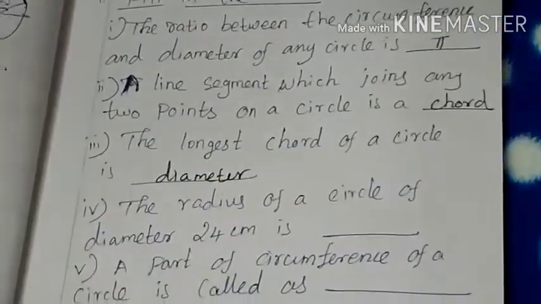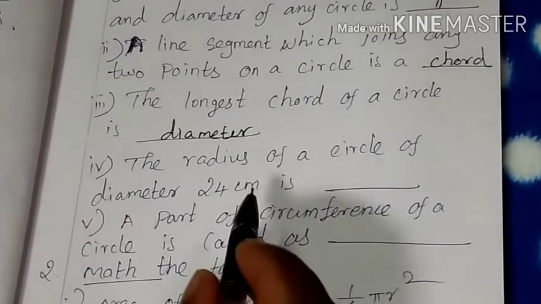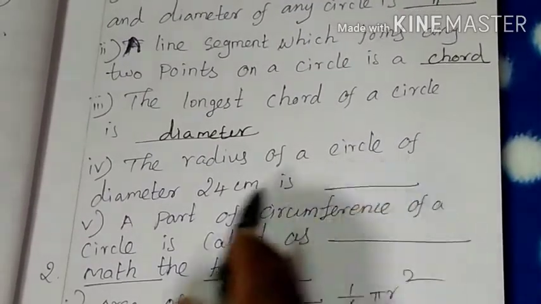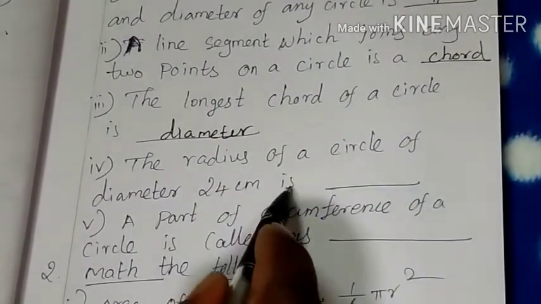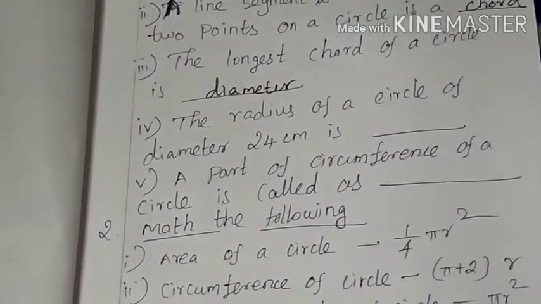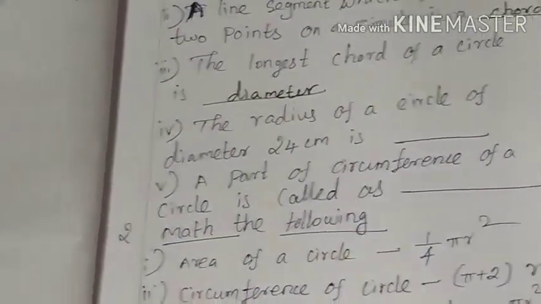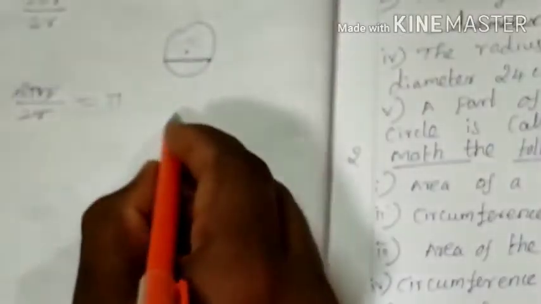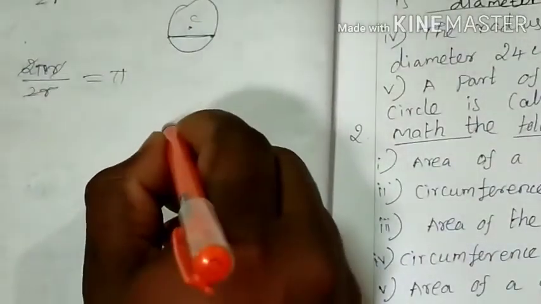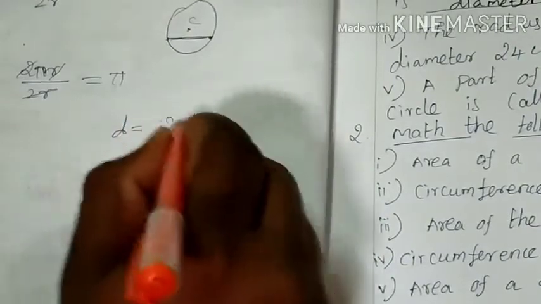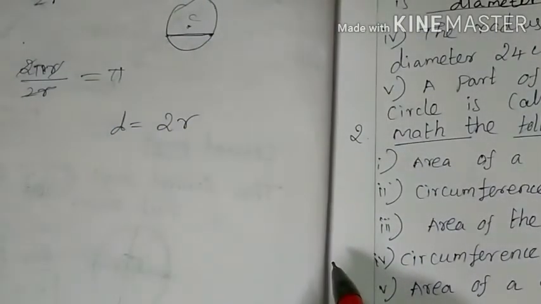Diameter. Then the fourth one, the radius of a circle of diameter 24 centimeter. Diameter 24. What is the radius of the circle? Okay, this is your question. What is the relation of diameter and radius? D is equal to 2r. This is your relation.